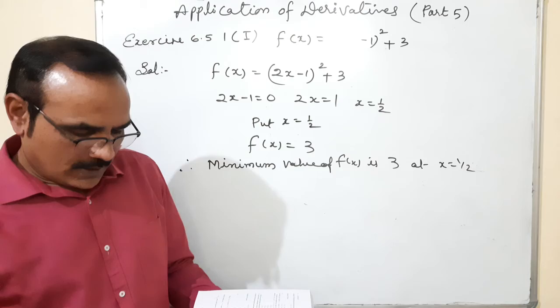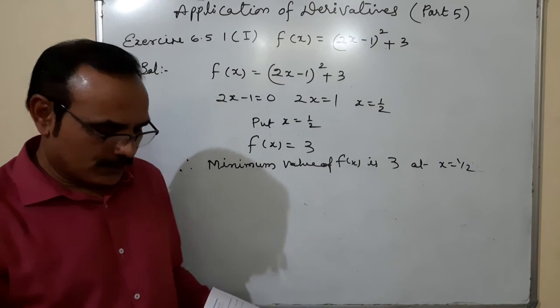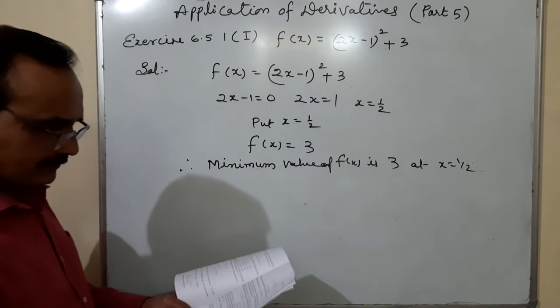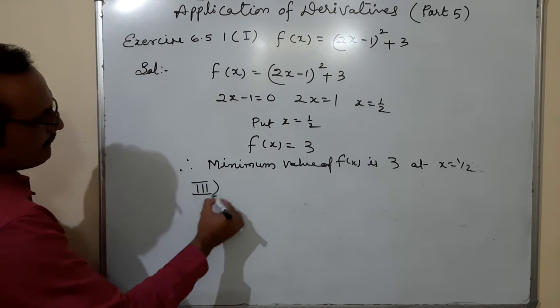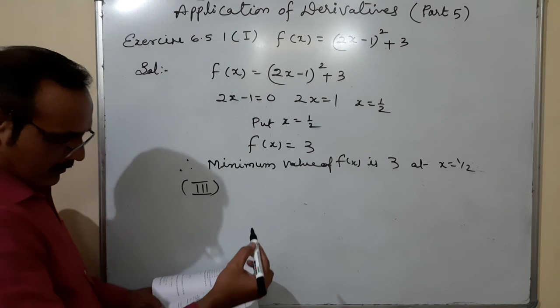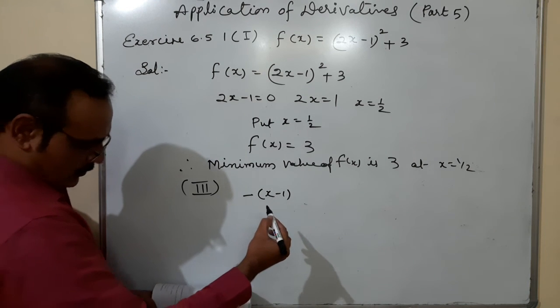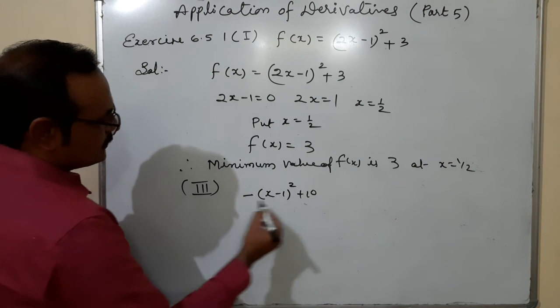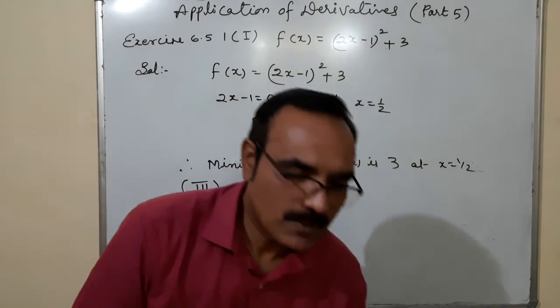In the first part, all the questions are like that only. One more question I want to discuss here, the third part of it: f of x is equal to minus (x minus 1) whole square plus 10. Can you get a maximum or minimum value in it?